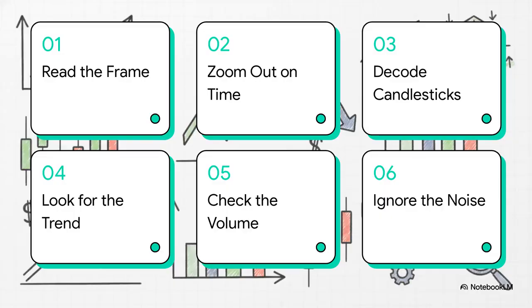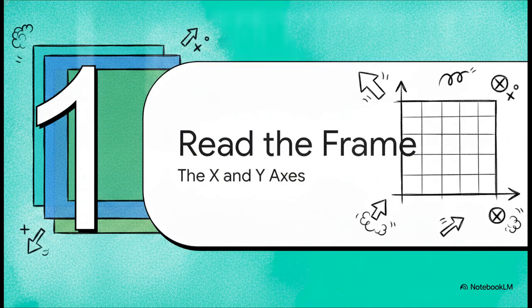Here is our roadmap for today to prove how simple this really is. First, reading the frame. Then, zooming out on time. Third, decoding the candlesticks. Fourth, spotting the trend. Fifth, checking the volume. And finally, ignoring the noise. Let's kick things off with Section 1, reading the frame.